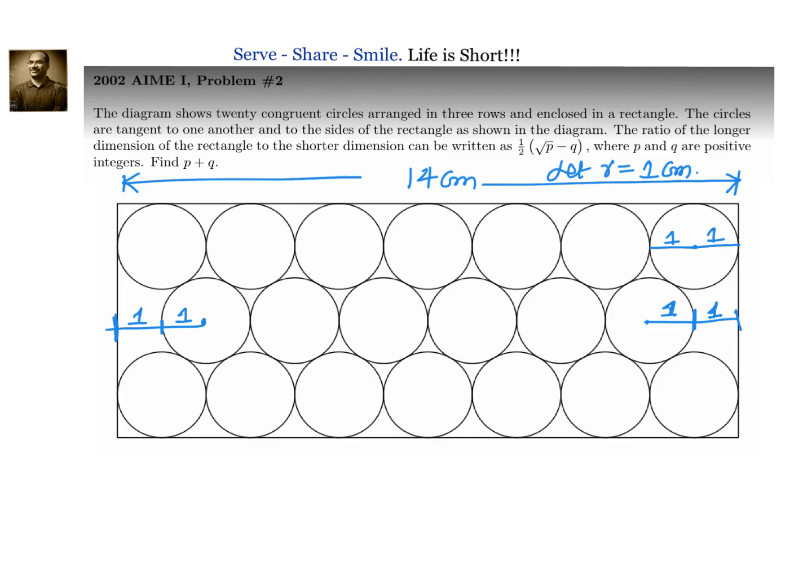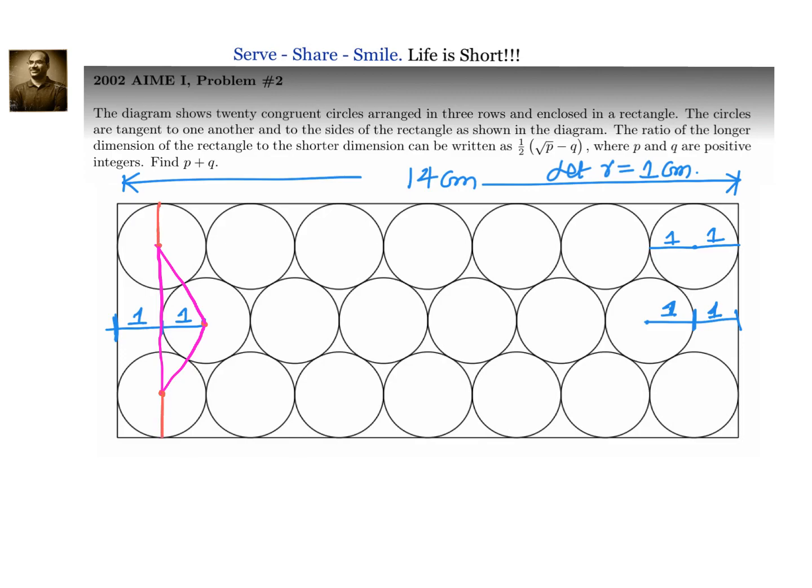Now we need to find out this breadth. Using whatever information we have, we should be able to find this out. So for that, I'll go to these circles and try to join their centers. Let us say this is center 1, then this is center 2, center 2 and center 3. Let's join them and see what happens. We'll join them like this.